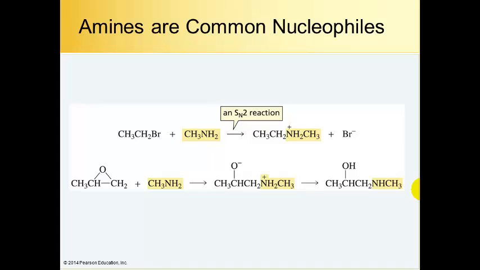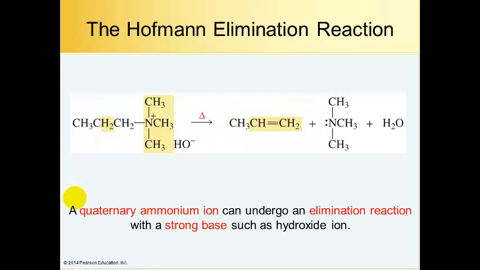Amines are, however, very, very commonly used as nucleophiles, and we've seen examples of that in several places. So the lone pairs on the nitrogen act as a nucleophile to reach out and do SN2 or SN1 with a good alkyl halide or an alkyl group that has a good leaving group, with a good alkyl halide substrate or an epoxide. So the Hofmann elimination involves a quaternary ammonium ion.